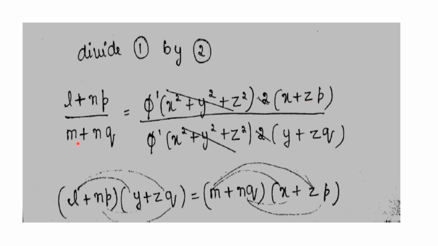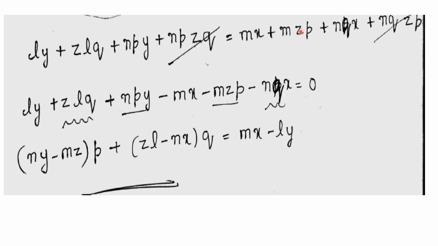Alright, so you have to cross multiply. After cross multiplying, you have to multiply each term inside the bracket. L into y is Ly, L into ZQ is LZQ. Next, NP into y is NPY. NP into ZQ is NPZQ. M into X is MX. M into ZP is MZP. NQ into X is NQX. NQ into ZP is NQZP. So this is what you get after multiplying each term inside the bracket.